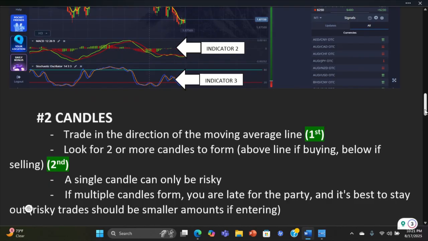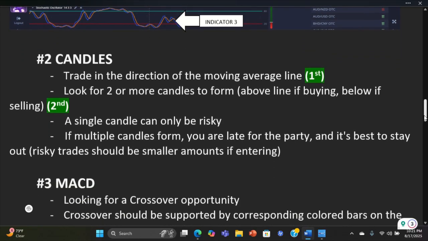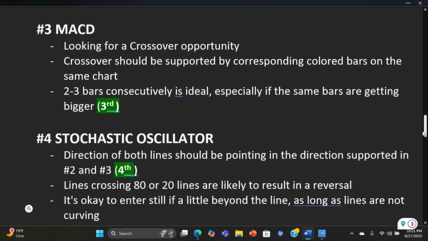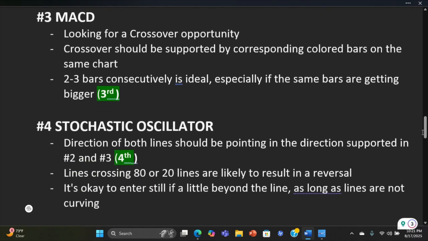Now the oscillator tool is the fourth. Like I said, this is the icing on the cake. Okay. So 1, 2, 3 should also be supporting 4. All right. If 4 is showing you something different at that point, just know that it's more risky. It's not necessarily, well, depending on what you're seeing, I guess. So let me be clear with that.